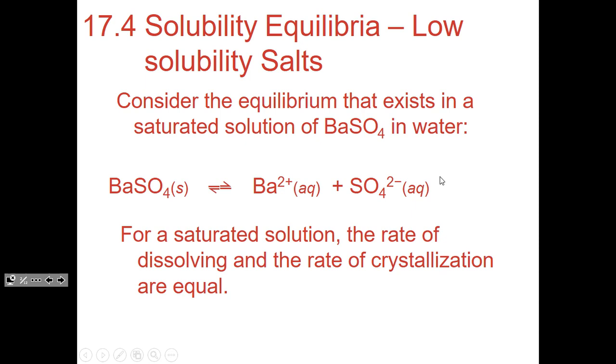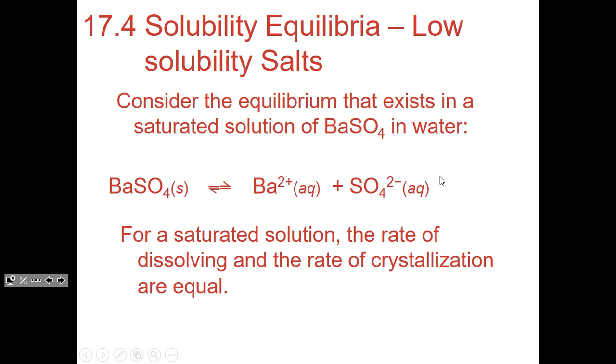Notes from Chapter 17 dealing with Section 4 and the first half of Section 5. What 17.4 deals with is what's called solubility equilibrium, and you may remember from honors chemistry that is Ksp. Really, what we're looking at is an equilibrium system of low solubility salts.